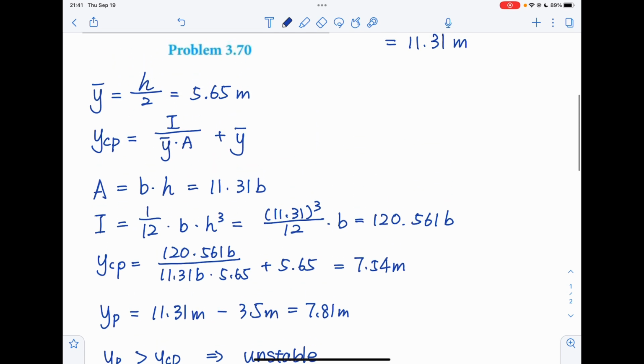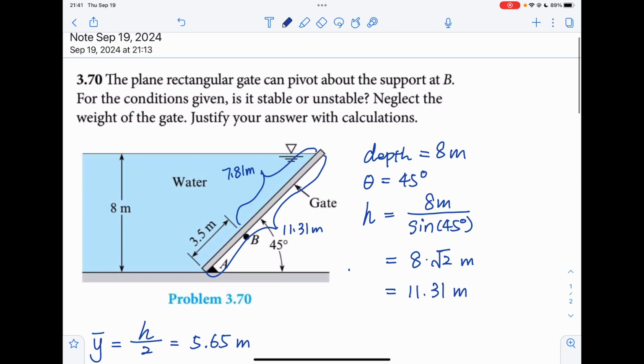So let's go back and look at the figure here. The entire length is 11.31. We have 3.5 meters from the bottom to point B. So we have 7.81 meters from the top to point B. And we have the force somewhere here, at 7.54.